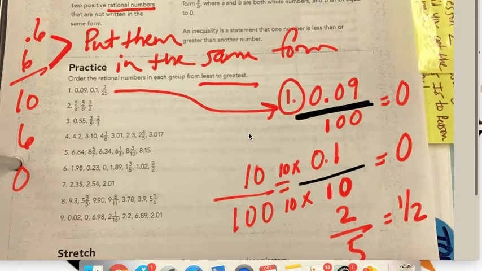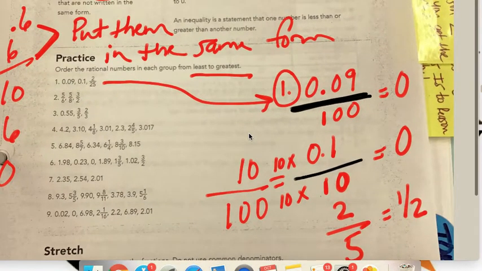So now, if I want to be sure and make them all over 100, I can do that as well. I can change that 5ths to also over 100. And I can do the same thing. How did 5 become 100? Times 20. Do the same thing to the top. What's 2 times 20? Which would be 40. So now I can definitely see that 2/5 is the largest.